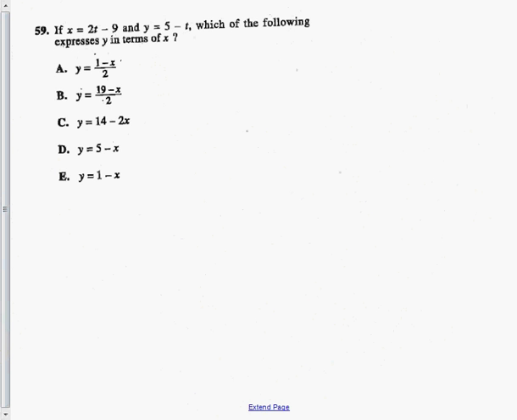Okay. If x equals 2t minus 9 and y equals 5 minus t, which of the following expresses y in terms of x? Simply put, get rid of t.